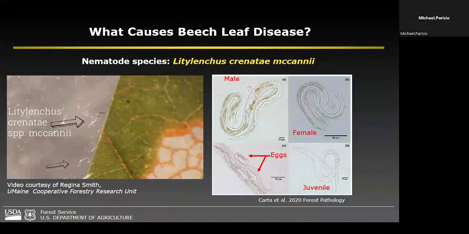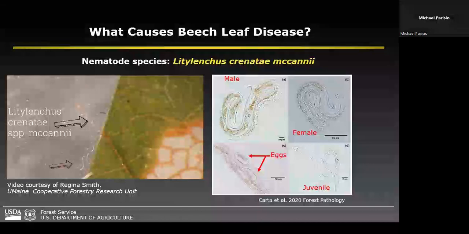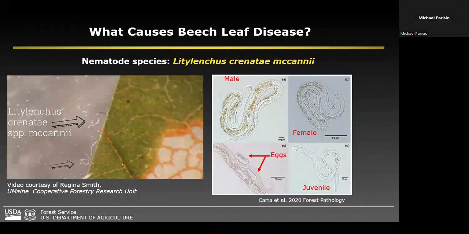So we think we know what's causing this. It's a nematode, a parasitic foliar nematode called Litylenchus crenatae, subspecies mccannii. Nematodes are cryptic little animals. They're worm-like, but they're not closely related to worms that you think of, like earthworms. They're dimorphic, so they have males and females, but the population we see here in North America is predominantly female because they're parthenogenic, so they can reproduce asexually. It doesn't take a lot of females to initiate an infection, we don't think.